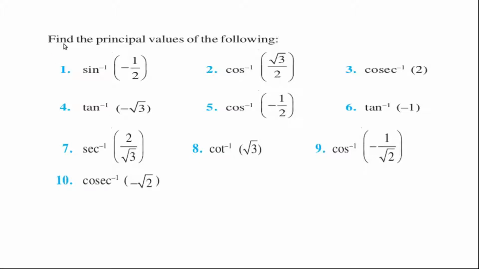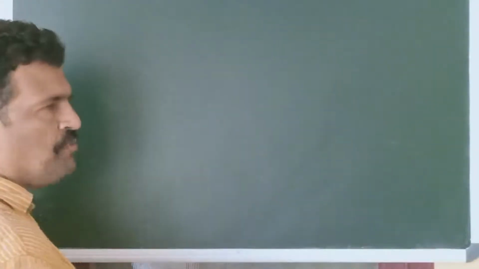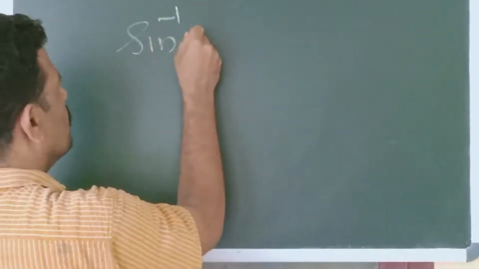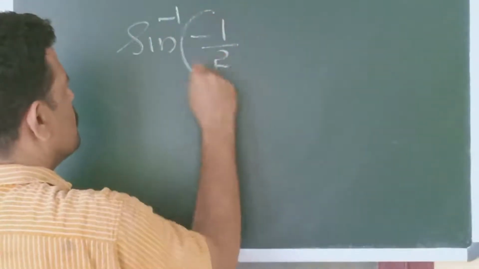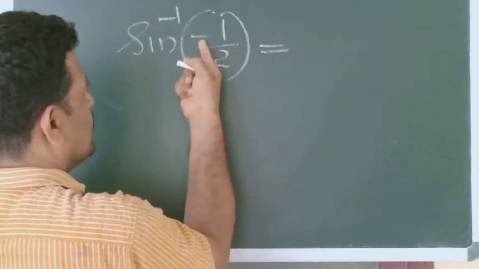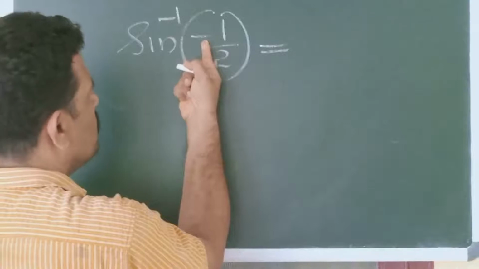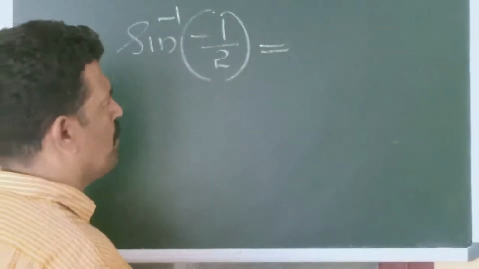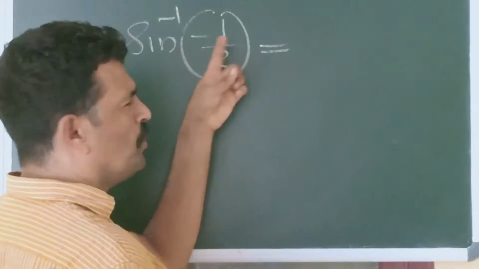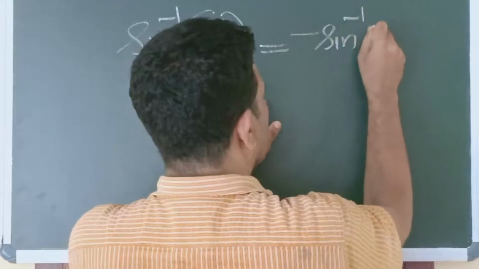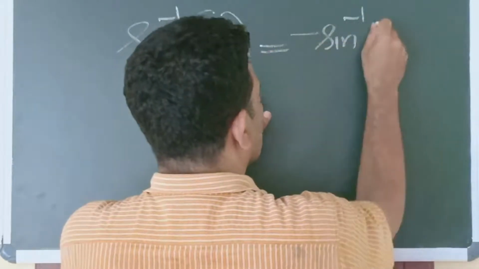The first type of problem is finding the principal value of the following. We can do the problems one by one. We can take the first question. That means we have to find the principal value of sin inverse of negative 1 by 2. Here it is a negative value, negative 1 by 2. Therefore, we have to apply the second property, sin inverse of minus x equal to minus sin inverse x. Therefore, we can write sin inverse of negative 1 by 2 as minus sin inverse 1 by 2.